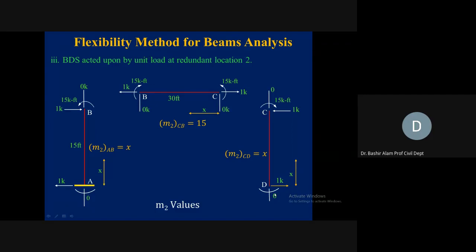Now to write the M2 values for each member: for AB we take A as origin, and the moment will be 1 times x. This moment is 0, so 1 times x is x. For BC, the origin is C, and the moment will be 15. So 15, we write it here. This 0 times x gives you 0. And for CD, this equation will become equal to 1 times x. So here x, you see the other moment is equal to 0.